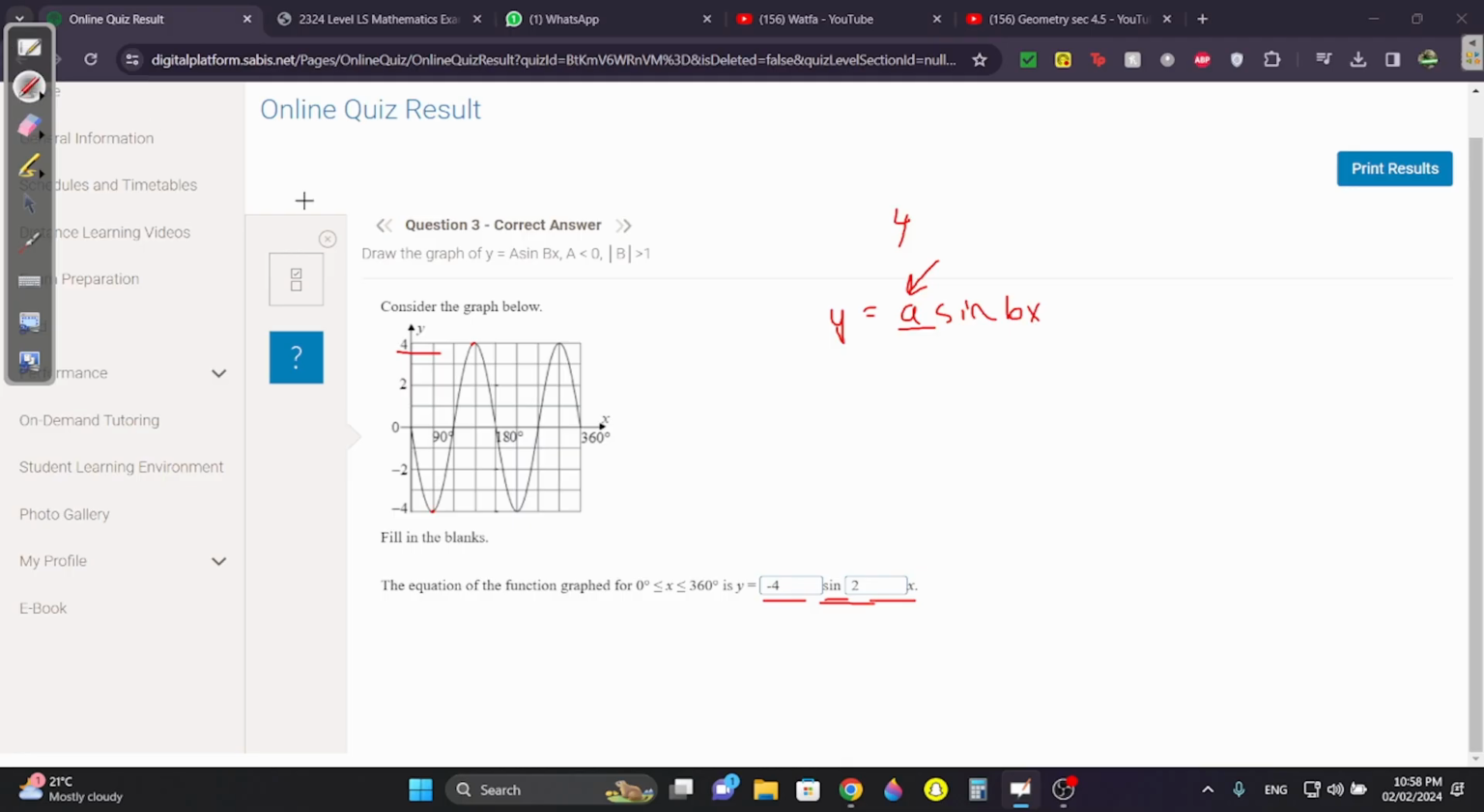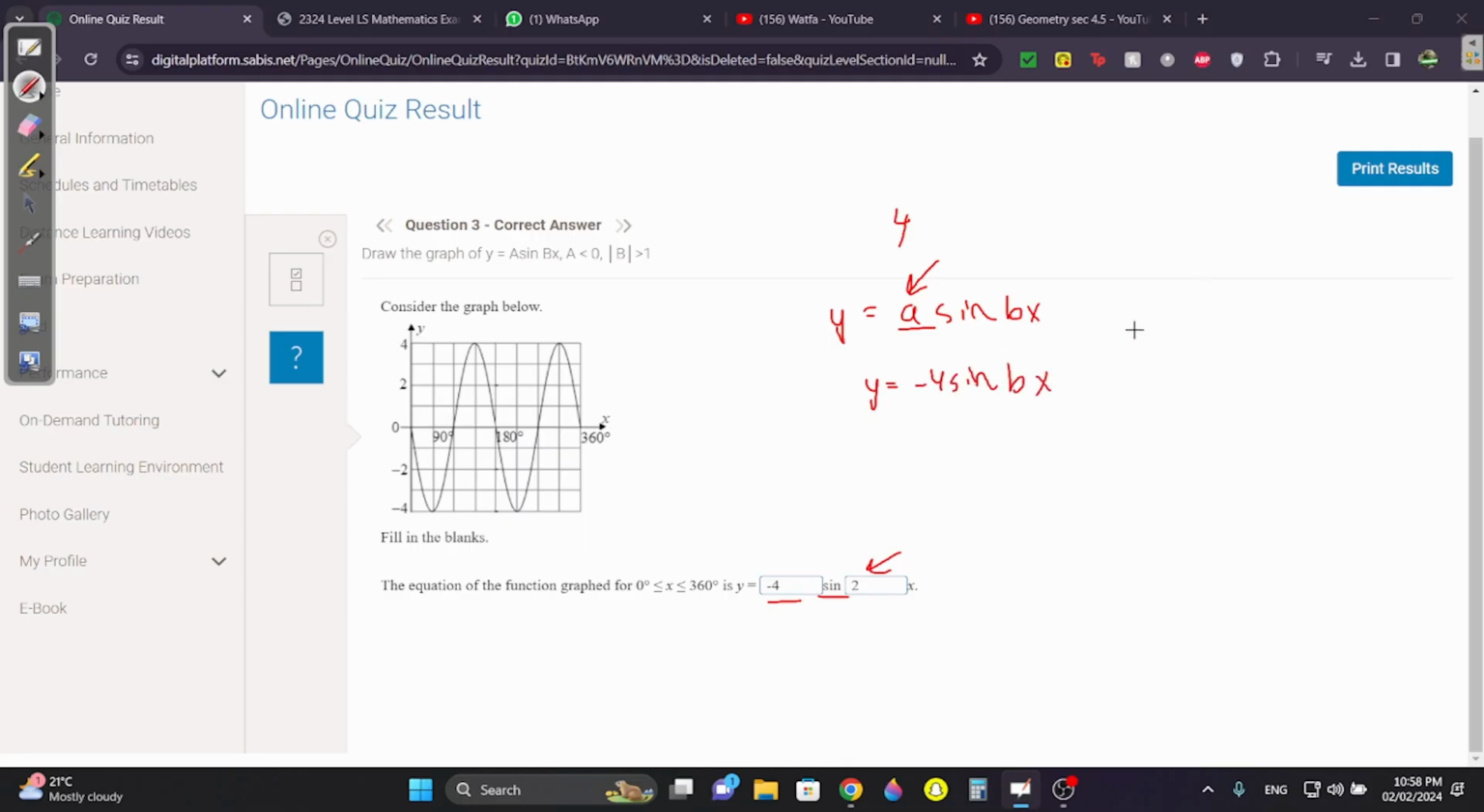But if it starts like this, it goes up then starts coming down, then this would be a normal positive coefficient. But since now we started going down and up, you have to have a negative coefficient, which will be negative 4 sine 2x. How do we find b? We said negative 4 sine bx.